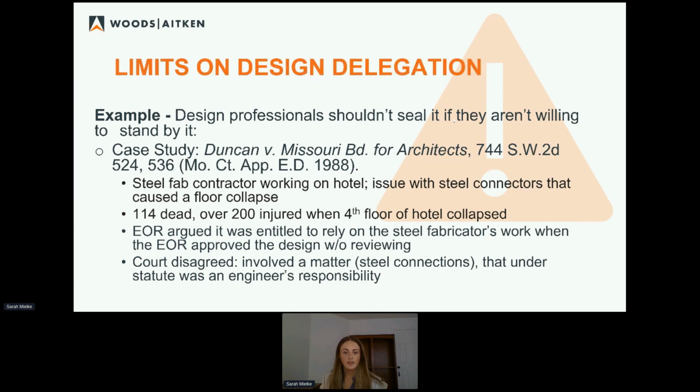So the important thing with that is to note that this case turned on state statute. If the statute had said something different or allowed certain delegations, similar to what we see in New York, where ancillary services can be performed by contractors, who knows how this case would have turned out.